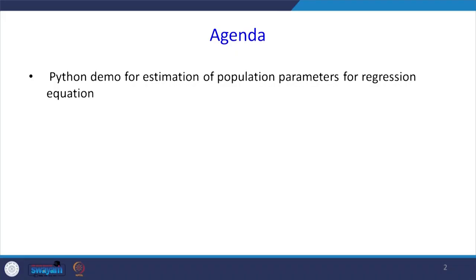In the previous class, we have seen estimation of population parameter with the help of maximum likelihood principle. In this class, we will take two examples. One is to estimate the population parameter of normal distribution. Second one is to estimate the population parameter of a regression equation. At the end, we will have a demo using Python. So, the agenda for this class is Python demo of estimation of population parameter for regression equation.